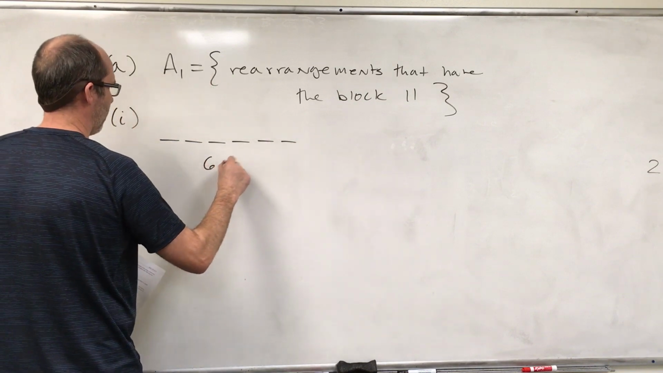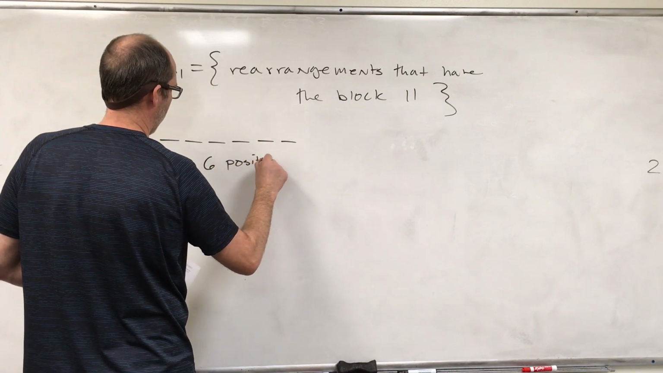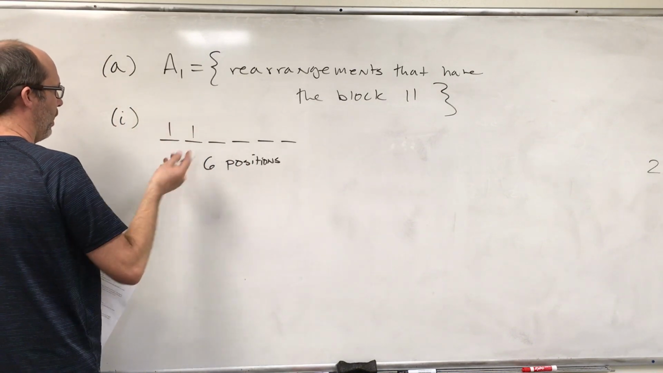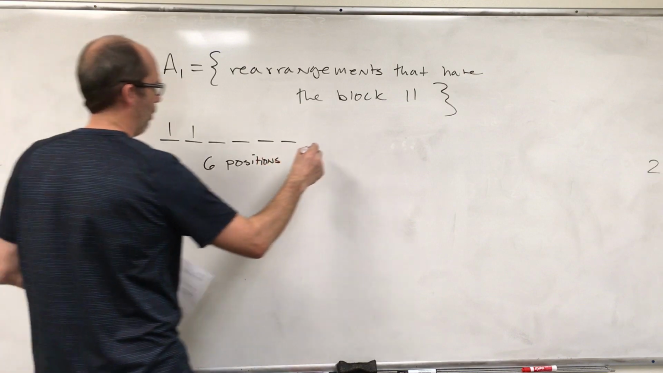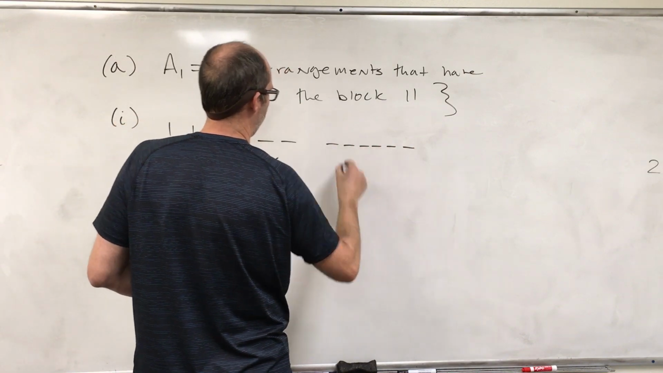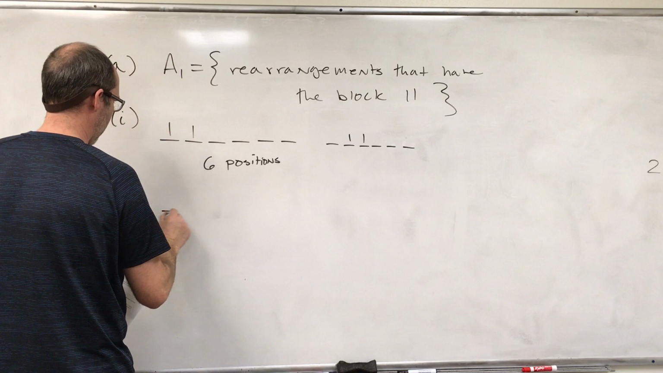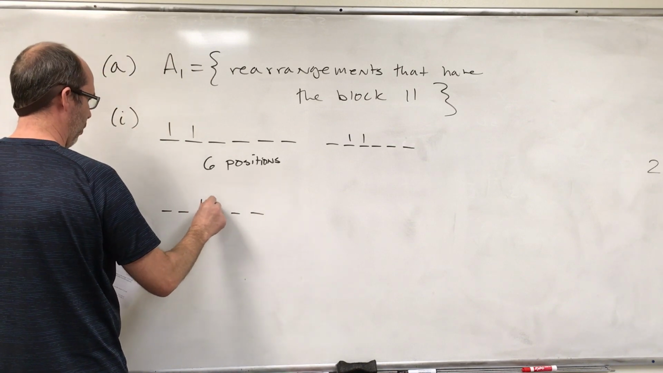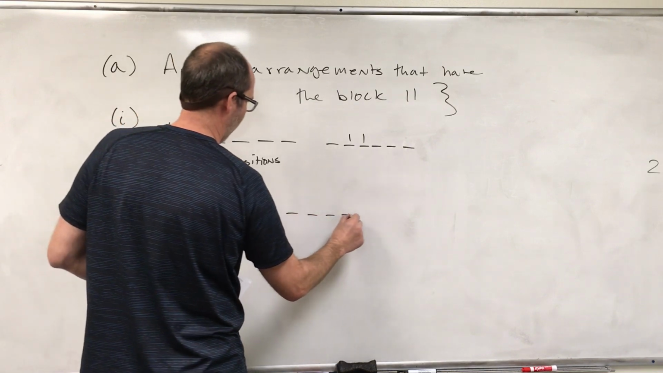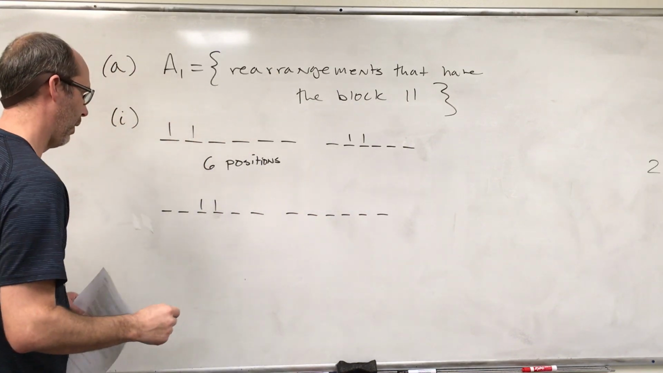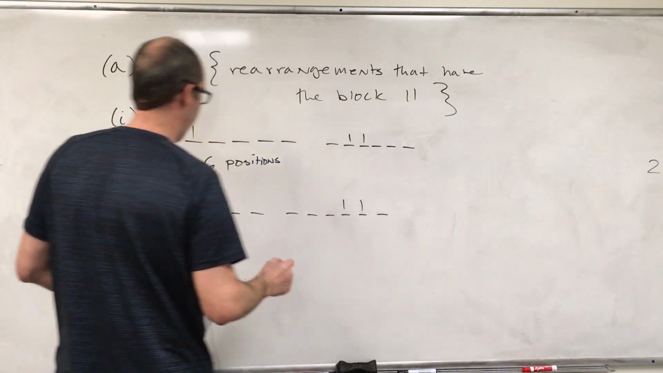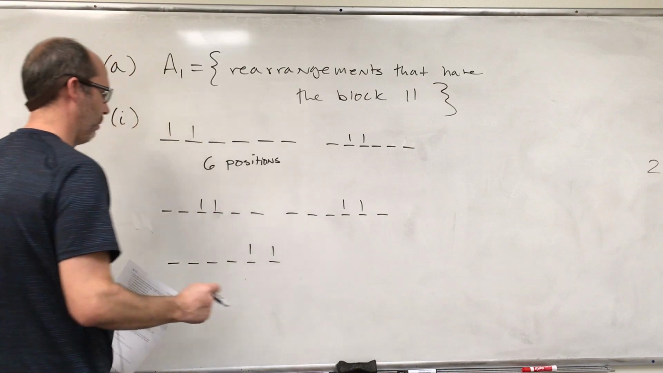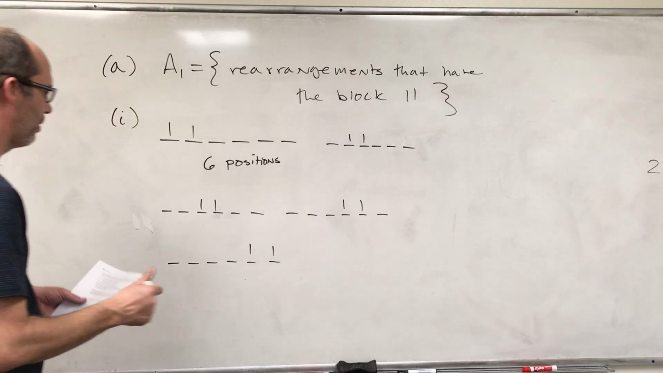A string of length 6, we've got 6 positions: 1, 2, 3, 4, 5, 6. So we could have 1, 1 be there, we could also have 1, 1 be there, and there, and there, and there. All right, so let's see, does that exhaust them all?